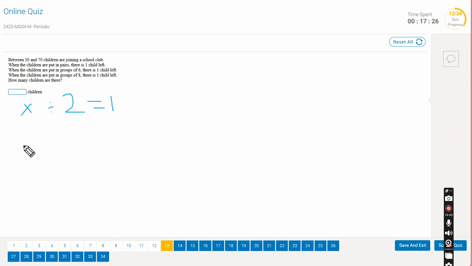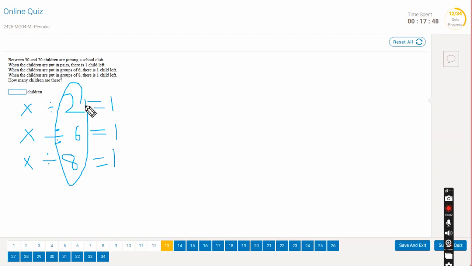Another, when the children are put in groups of 6, so X is again the same students, there's again 1 student left. And if they are divided into groups of 8, there's still 1 student left. So continuously there is one student being left behind. So we know there is a number common to all of these, 2, 6 and 8, that keeps on leaving one child behind.